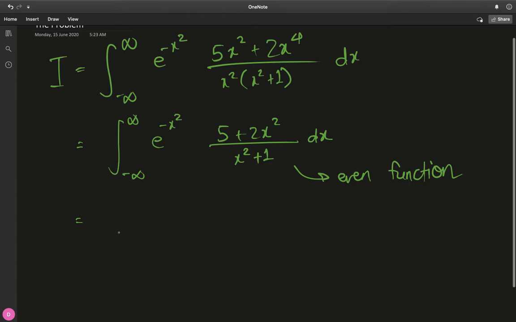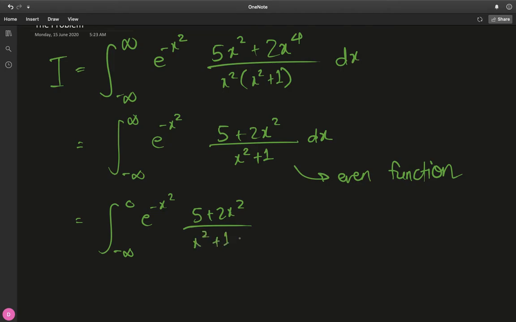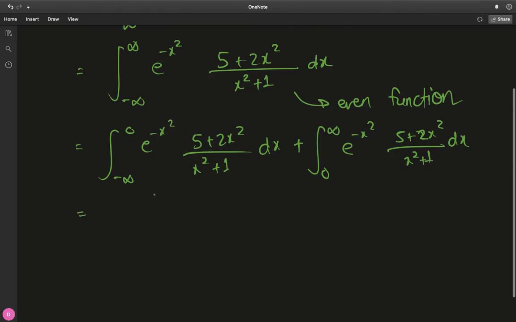So basically this integral can be split as the integral from negative infinity to 0 of e raised to negative x squared times (5 plus 2x squared) divided by (x squared plus 1) dx, plus the integral from 0 to infinity of e raised to minus x squared times (5 plus 2x squared) divided by (x squared plus 1) dx. And looking at this first integral, I would like to do a quick substitution. Say y equals negative x.